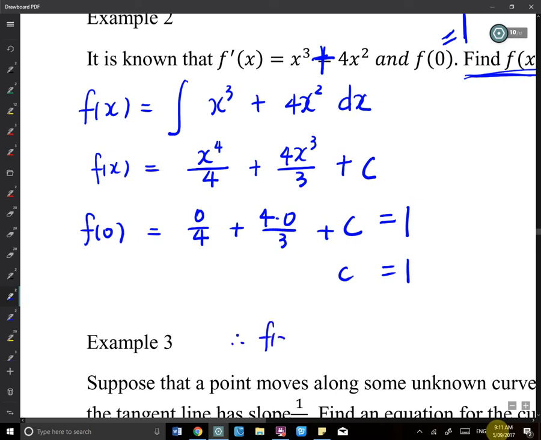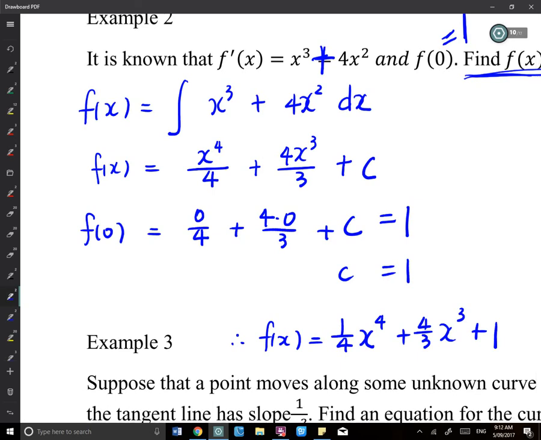So fx equals a quarter x to the power of 4 plus 4 over 3 x cubed and plus 1. Now you can work out the c. You don't need to leave the c there. You can work out the c value when the graph passes through a point, by substituting the point in. By giving you x, y values, you can find the c value. So c is 1 in this question.